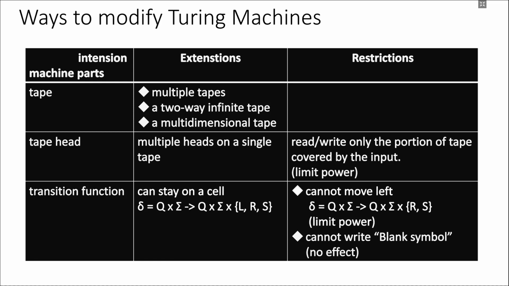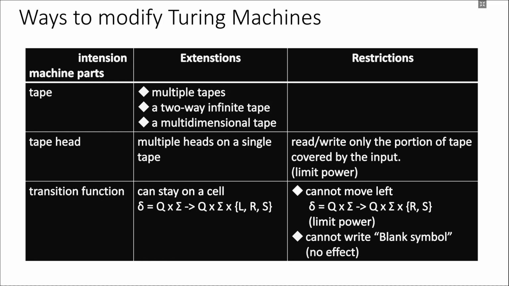Now let's take a closer look at the ways to modify Turing machines. Changes can be done on the components of a Turing machine. Using multiple tapes, or a two-way infinite tape, or a multi-dimensional tape are attempts to extend Turing machines by adding power to the tape part. Using multiple heads on a single tape tries to add power to the tape head part. Adding a stay put option to the head changes the transition function.